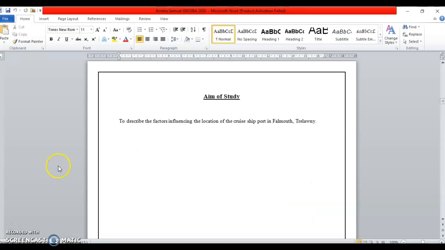All right, so we were looking at the aim. Here is another aim. This says to describe the factors influencing the location of the cruise ship port in Falmouth, Trelawney. So this again is a narrowed topic. So the aim is specific. The general topic would be tourism, and the narrowed topic or aim would be to describe the factors influencing the location of the cruise ship port in Falmouth. All right, so that's the criteria.